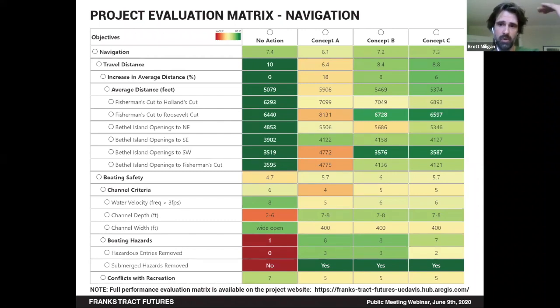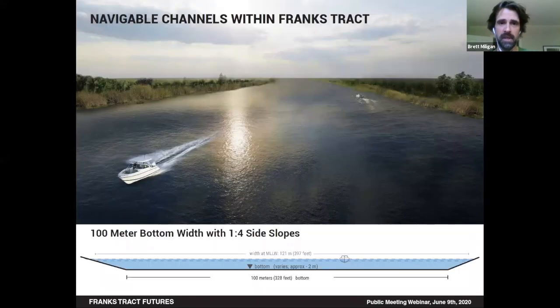So again, we started with one column. This shows you the full thing. There's a lot here. It's not meant for you to be able to take in all this right now. It will be on our website, but we just want to make sure you understand how we're going about this. This is a to-scale rendering of one of those channels that would be going between the islands at 100 meters. Again, this 100-meter bottom with a -2 meter depth varies a little bit, but allows for fast water boating across the tract.